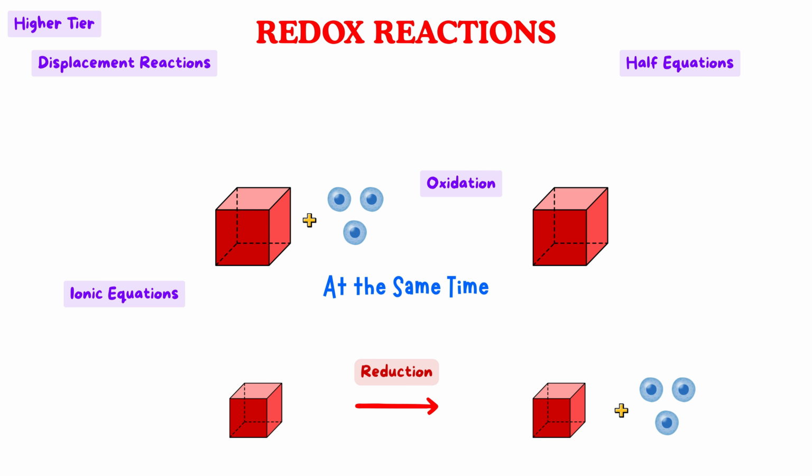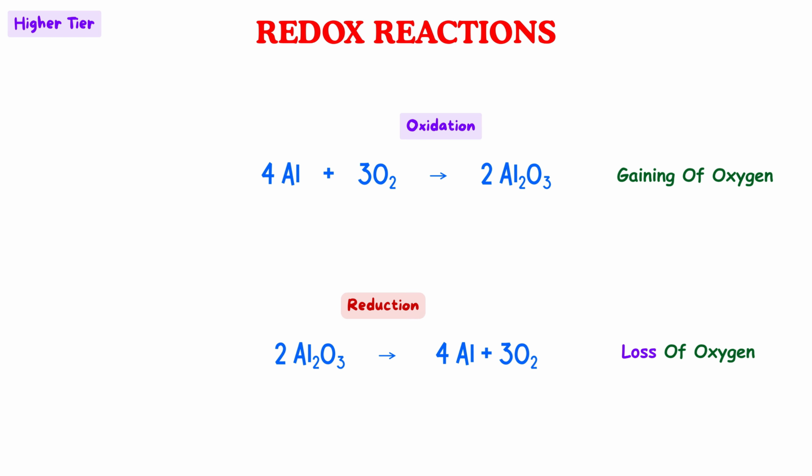We learned earlier that oxidation can mean the addition of oxygen to a substance, while reduction is the removal of oxygen. For example, if aluminum reacts with oxygen to form aluminum oxide, then aluminum is said to be oxidized. If we remove that oxygen and return the aluminum to its elemental state, then it has been reduced.